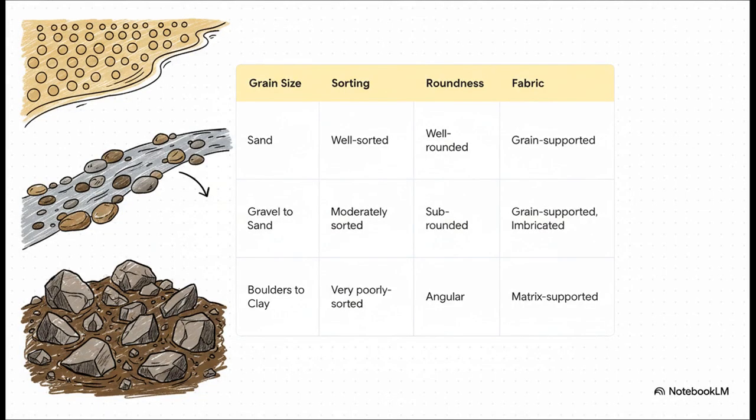And this table right here basically shows us the solution. Let's take a beach. What's its fingerprint? Well, the grains are sand-sized, they're well-sorted and well-rounded because of all that constant wave action. Now, what about a river? The sorting is a bit more moderate, the grains aren't quite as rounded, and they might even be imbricated, pointing downstream. And a debris flow? Oh, that's a whole different beast. It's a chaotic mix of everything from boulders to clay. It's very poorly sorted, and you've got angular fragments just floating in a mud matrix. See? Each environment leaves a totally different signature.